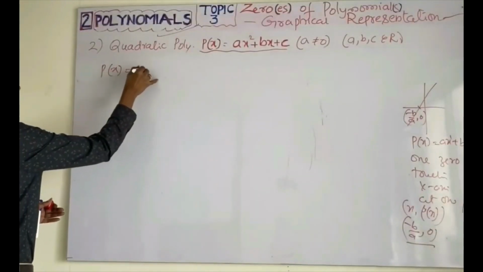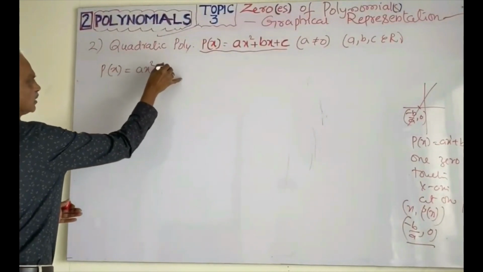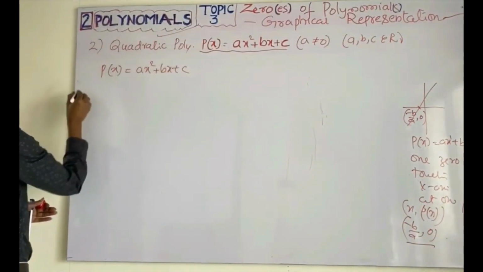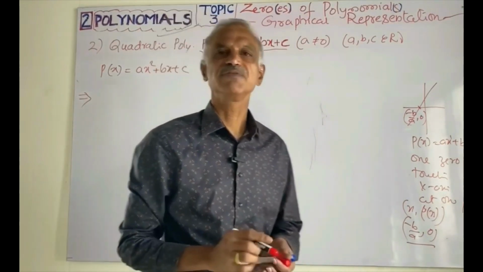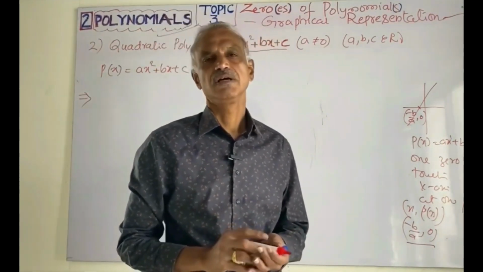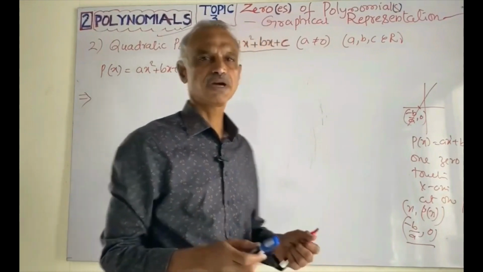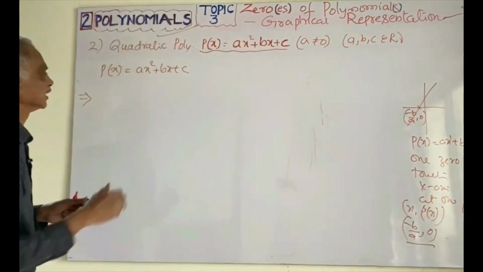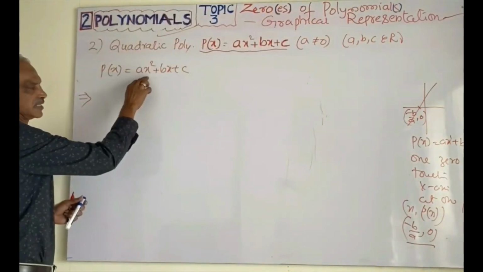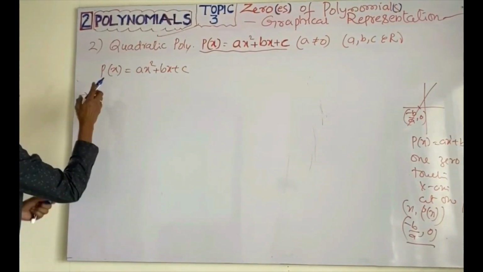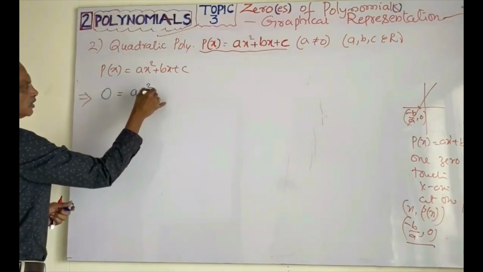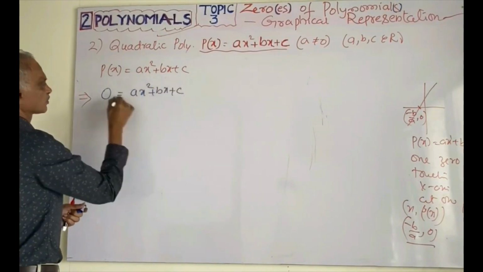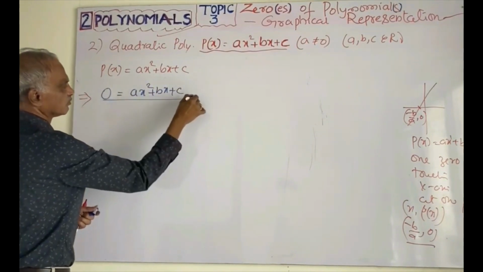Now, see what is a quadratic polynomial? p of x is equal to ax square plus bx plus c. See, what is a zero of a polynomial? It is the value of x for which p of x is equal to 0. We have to find the values of x. It will have two zeros because it is a quadratic polynomial. ax square plus bx plus c equal to 0 is a quadratic equation.